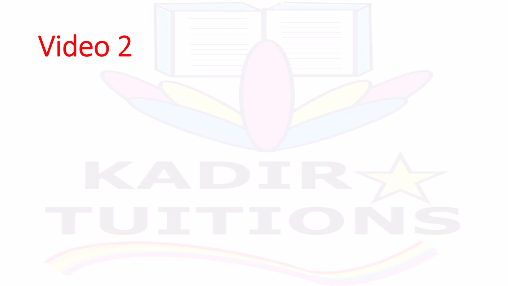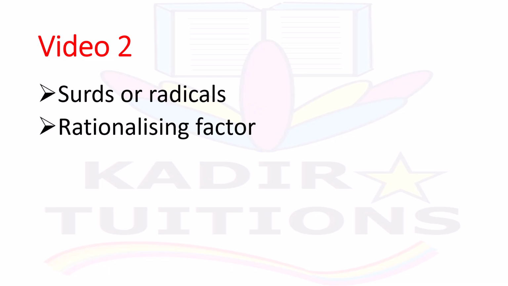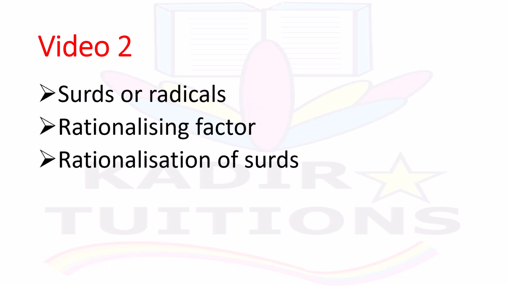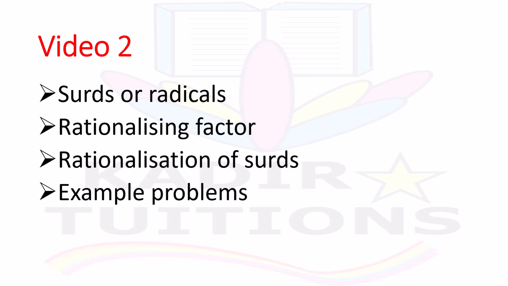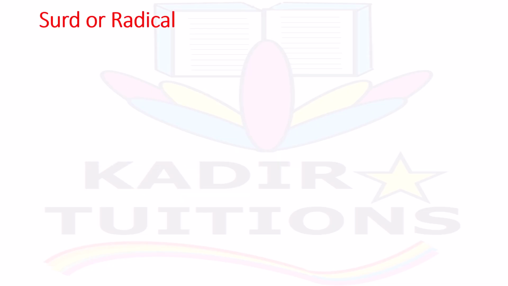Hello everyone, this is a continuation video of grade 9 chapter 1, real numbers. In this video we are going to see what are surds or radicals, then the rationalizing factor, and then how to do the rationalization of surds with some example problems. Let's see what are surds or radicals.